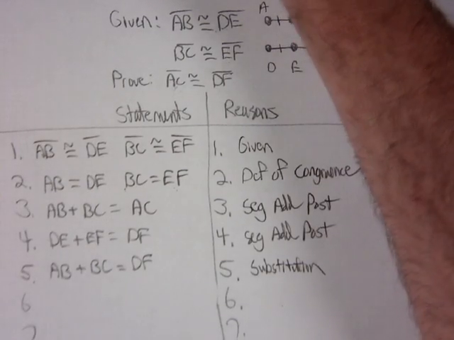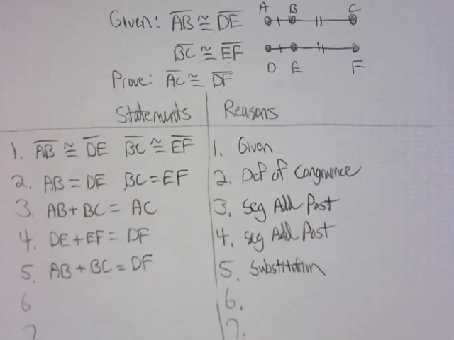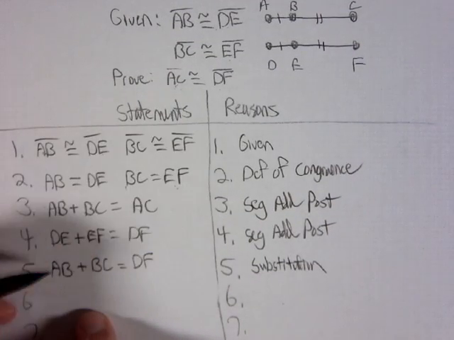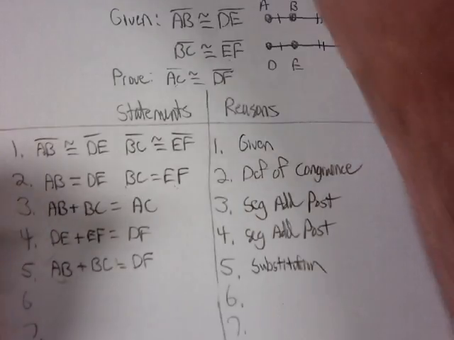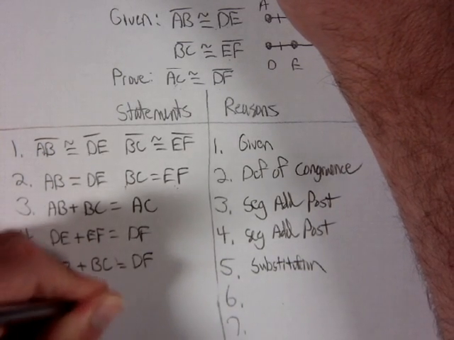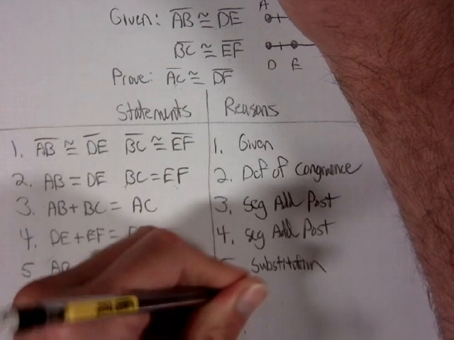Now, remember, I'm trying to get AC equal to DF, but look, what does AB plus BC equal to in step 3? Equals to AC. So I'm going to take this out, put AC in its place, and so now I've got AC equals to DF, again by substitution.